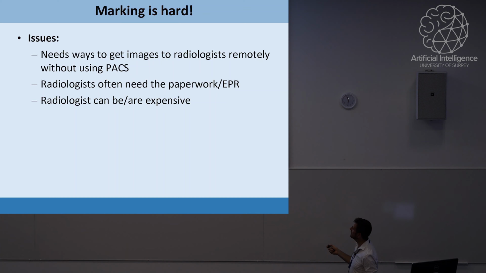And this second point is important. If you read this, radiologists often need the paperwork or the access to the electronic patient record system. Why do you think that is? So if we're asking a radiologist to mark up a cancer in an image, why is it that they might need the paperwork that was associated with it? Can anyone think why that is? Why can't we just send the image to radiologists in India for cheap?